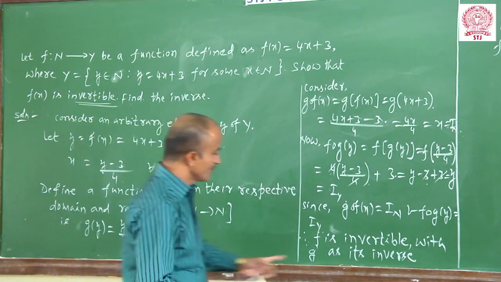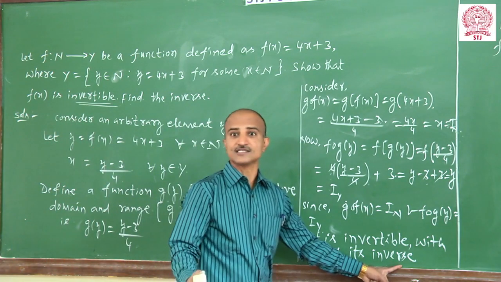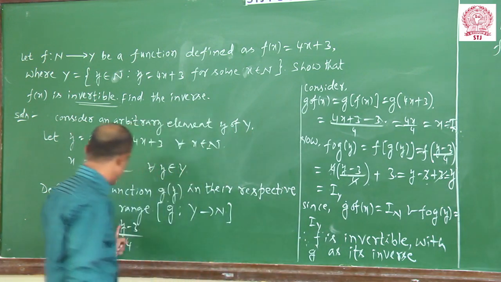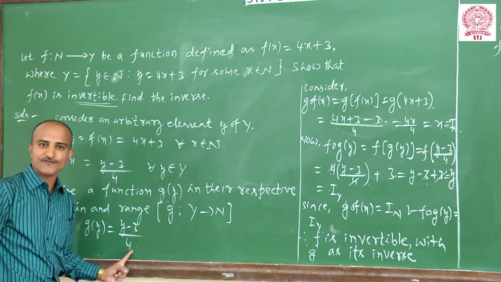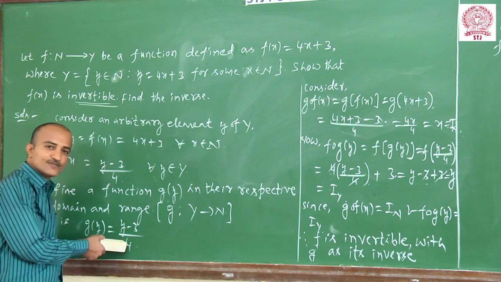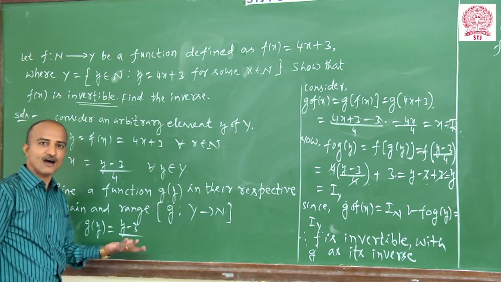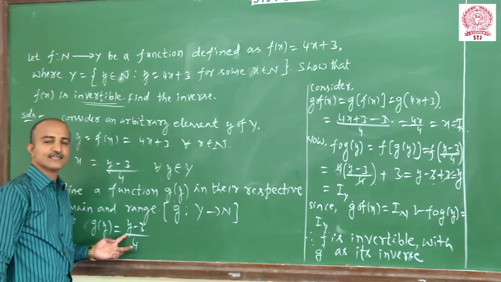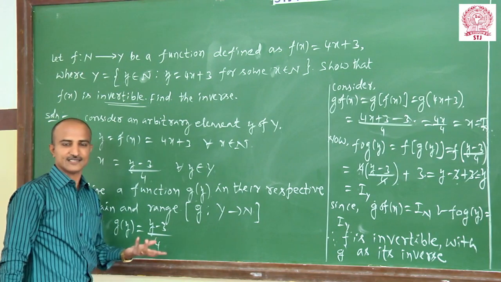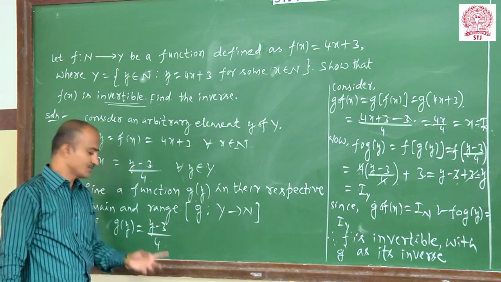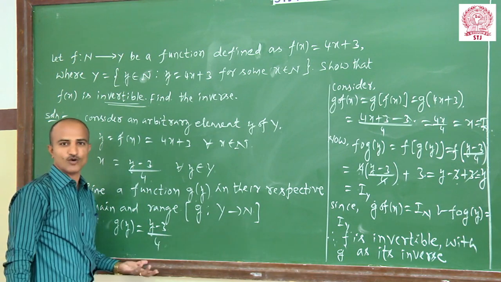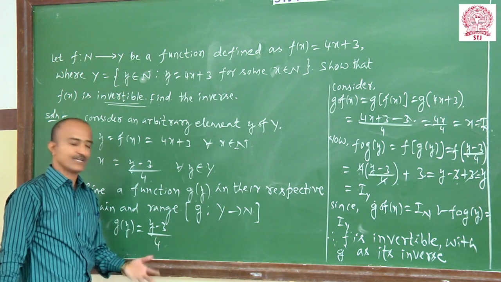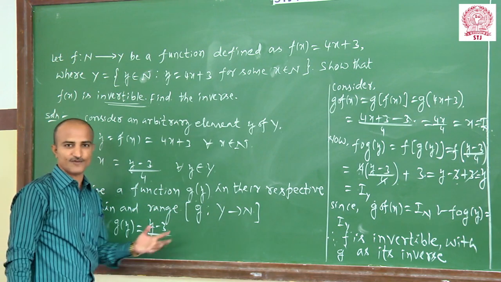Now see, with g as its inverse, what is g here? Where g is (y minus 3) by 4. That itself is what? f inverse of y. If you want f inverse of x, wherever y, replace that y by x. Then f inverse of x becomes (x minus 3) by 4. Or if you take the f inverse in terms of y, it will be (y minus 3) by 4.